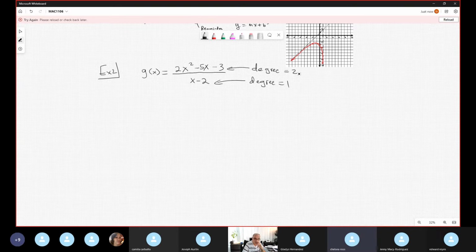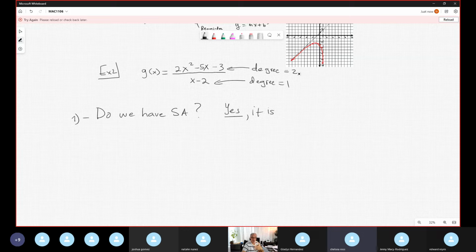So what do you think? Do we have a slant asymptote, yes or no? This is my first question. Yes, because the degree of the top is greater than the bottom by 1. If it is 3 and 1, no.